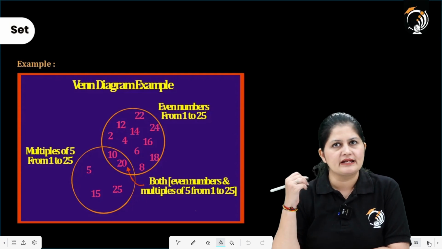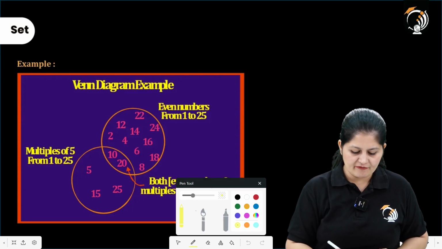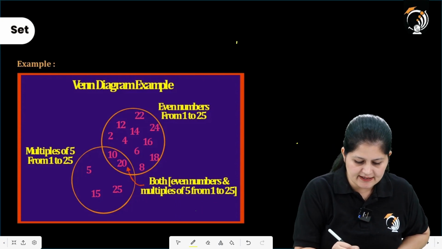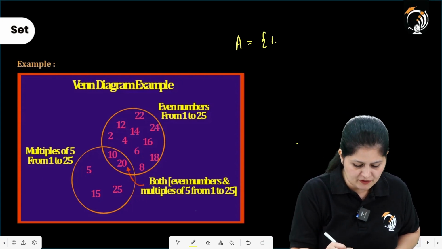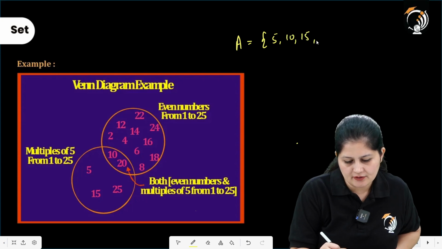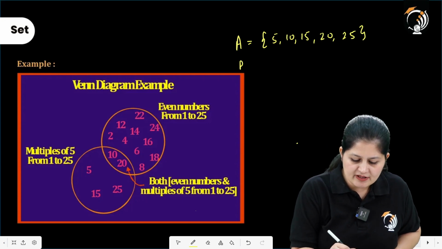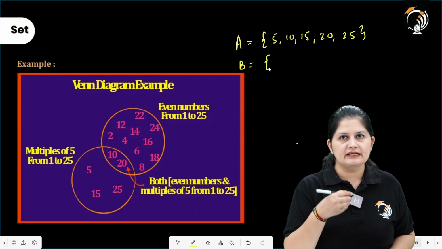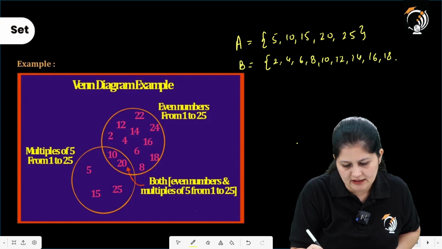Let's look at one example of a Venn diagram. Let's say we are given two sets. Set A is the multiples of 5 from 1 to 25, which involves 5, 10, 15, 20, 25. Set B is the even numbers from 1 to 25, which is 2, 4, 6, 8, 10, 12, 14, 16, 18, 20, 22, 24.